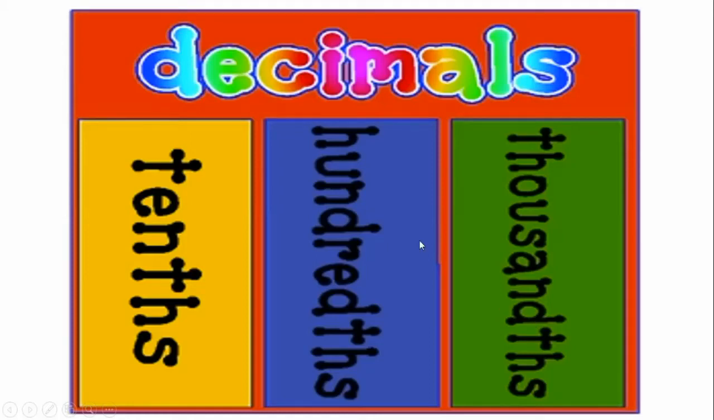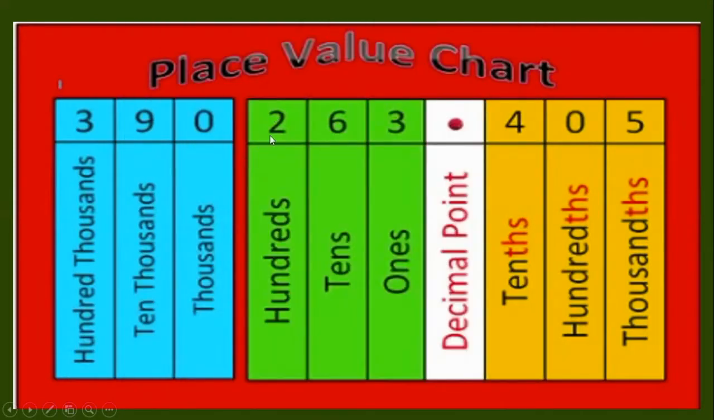Rounding to decimal numbers. First, let's remind ourselves of the place values for decimal numbers. After the decimal point, to the right, first we have tenths, hundredths come after tenths, and thousandths come after hundredths.